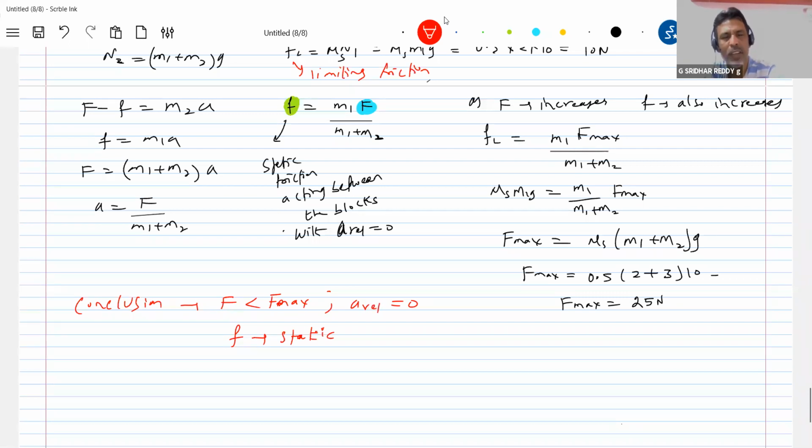Afterwards, whenever a pair of surfaces are in motion, whether friction is static or kinetic will be determined by the A relative between them. If the relative acceleration is 0, the friction will be static. Let's come to what happens if the applied force is greater than F max. Then definitely slipping will occur. What do you mean by slipping? There'll be a relative motion between the blocks.